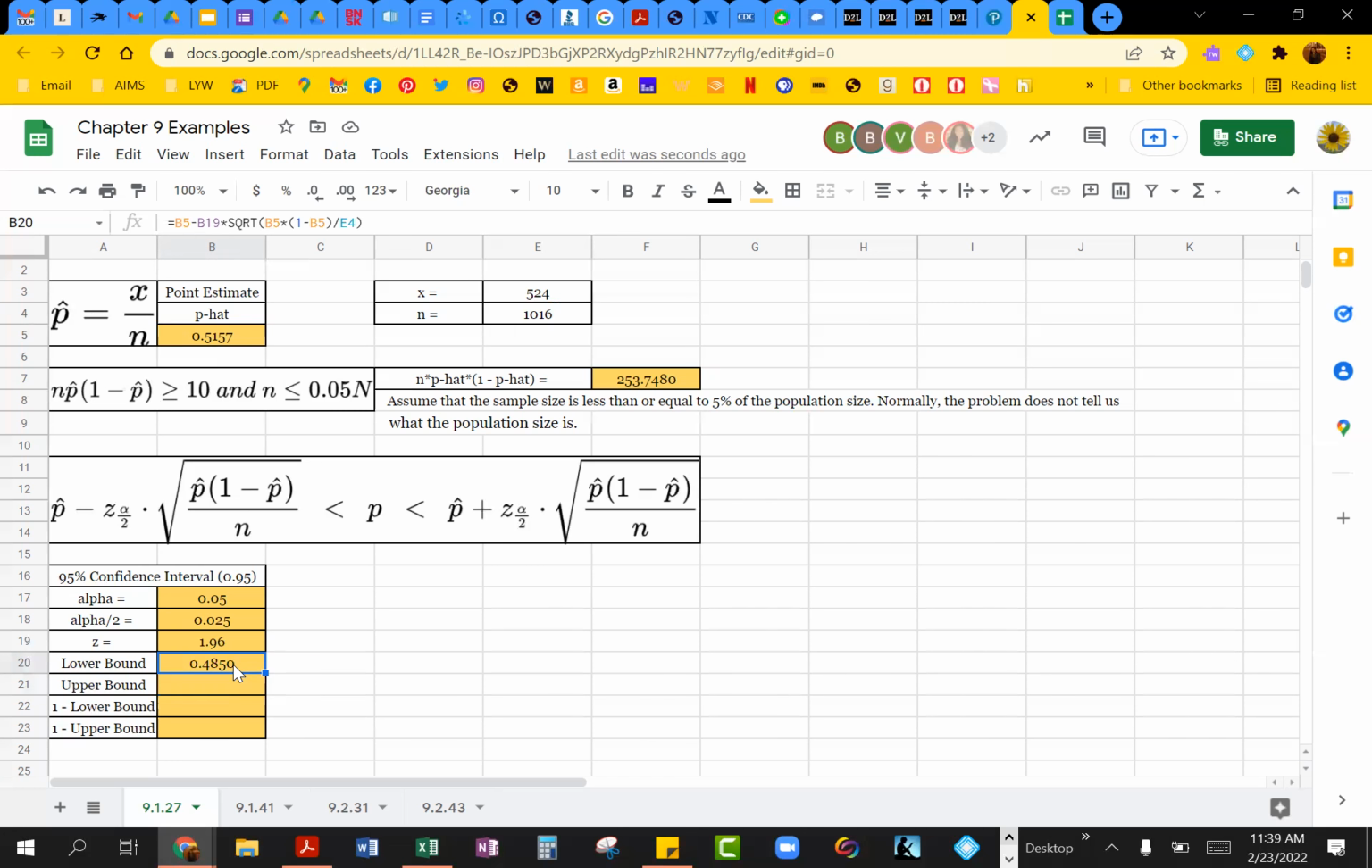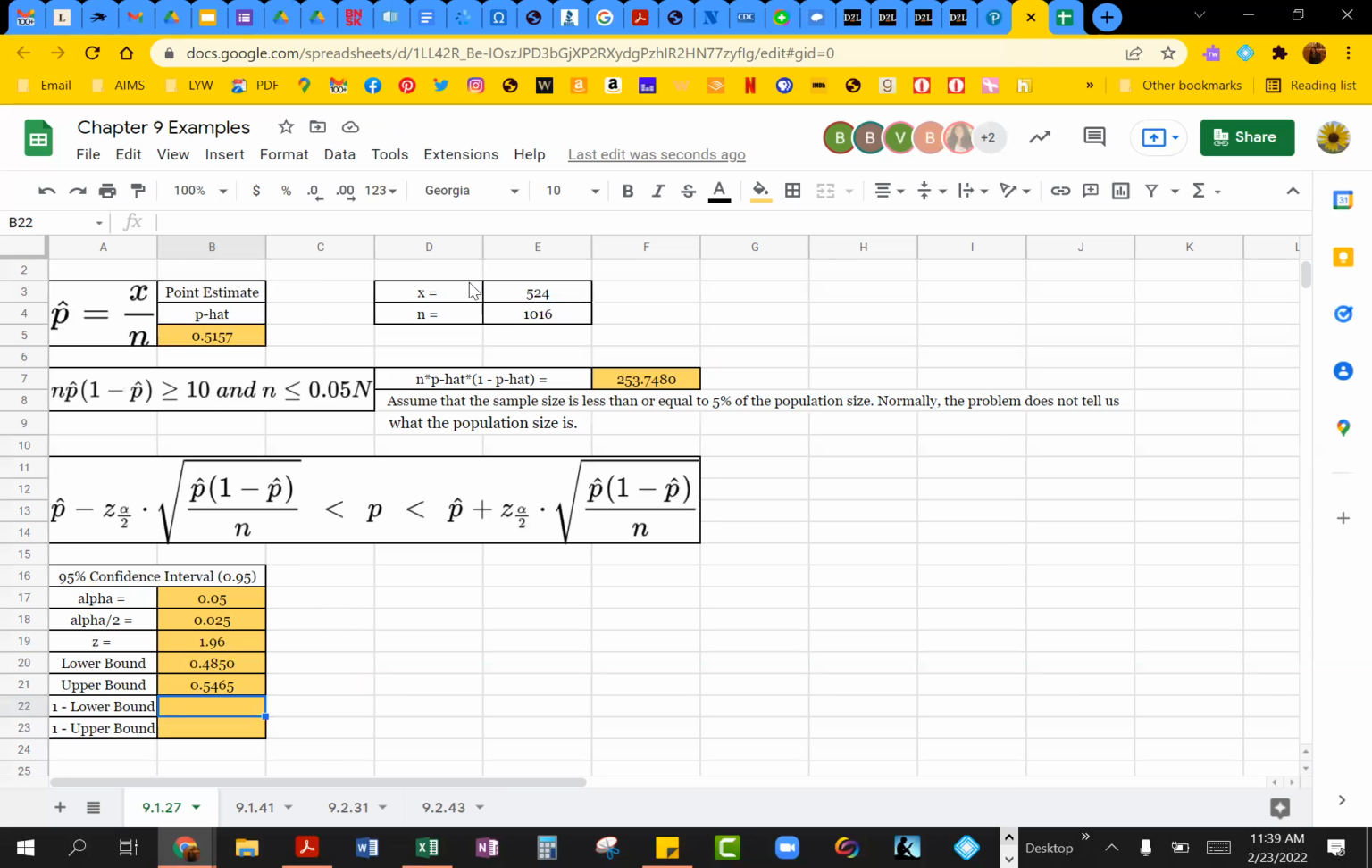For the upper bound, you will see the formula is exactly the same. The only difference is we have p hat plus the z times the square root. So what I'm going to do is copy the formula that I put in the lower bound, and I'm just going to paste it here for the upper bound. And then right at that beginning, just change that minus sign to a plus sign. And you don't have to retype the formula in, and you will see that helps us calculate our upper bound.